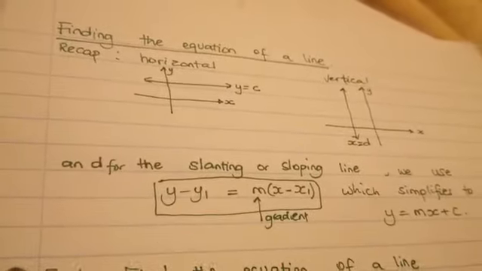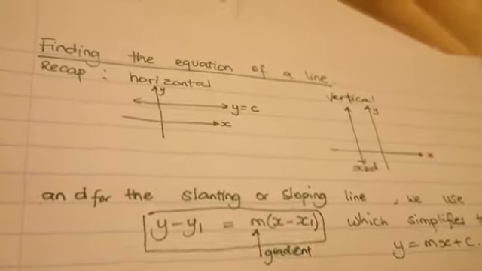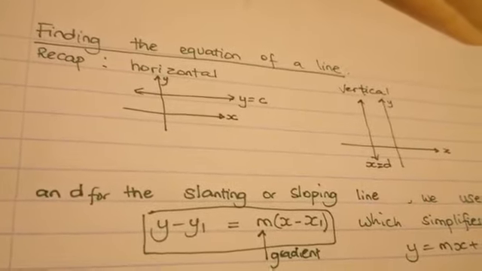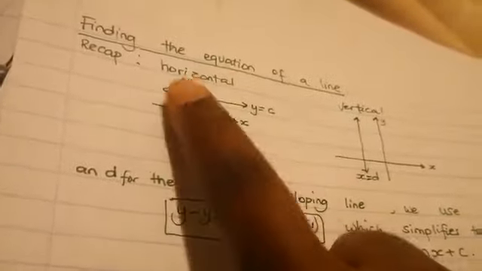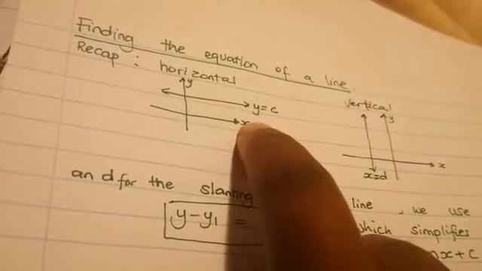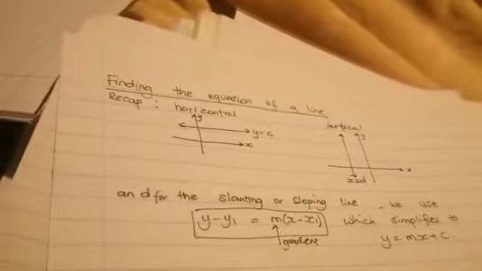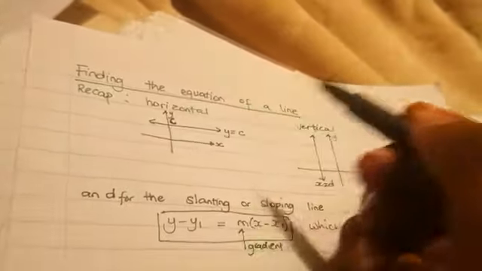Good day, grade 11s. Today we are going to look at finding the equation of a line. If you remember, we've got three types of lines. We've got a horizontal line, a straight line which is parallel to the x-axis, and we said the equation there is written as y equals c, c being the point where it cuts the y-axis.